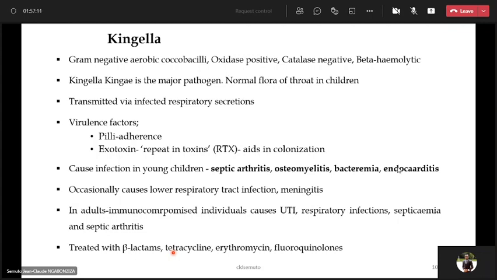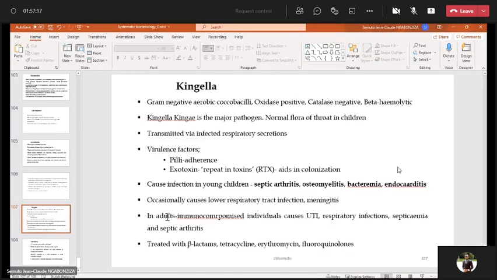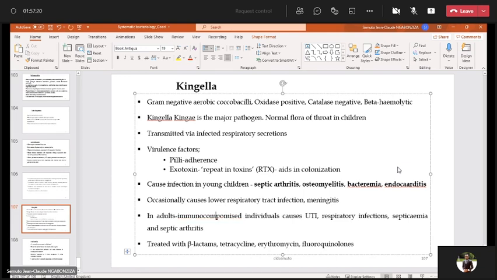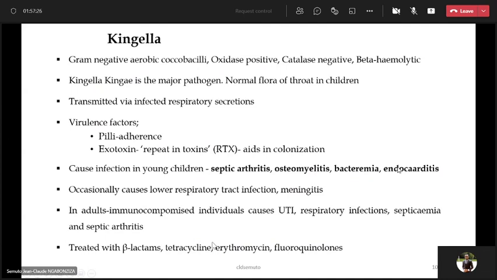But in adults, it should be in immunocompromised individuals. So it can cause urinary tract infection, respiratory infection, septic arthritis, and we treat with beta-lactams, tetracycline, erythromycin. So it is also brief, and mostly normal flora of the throat, especially for children.